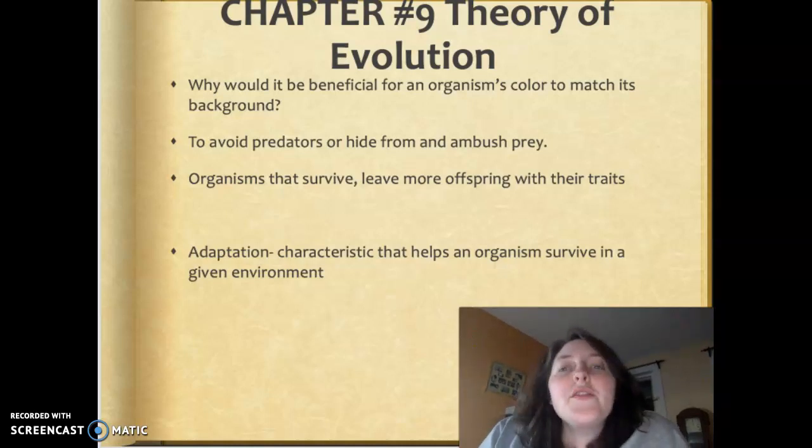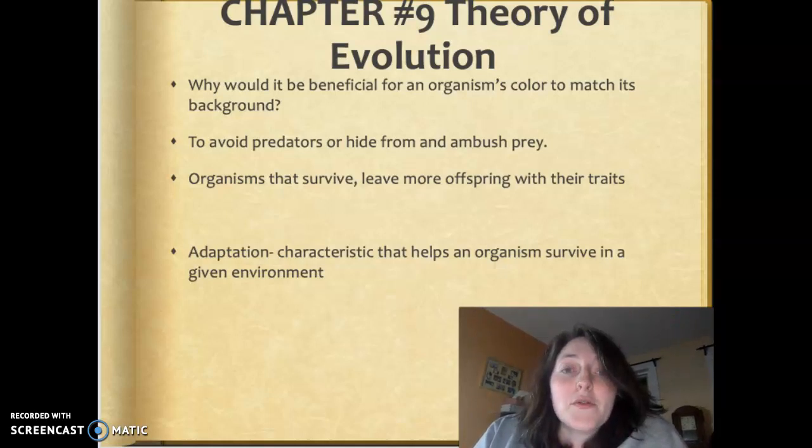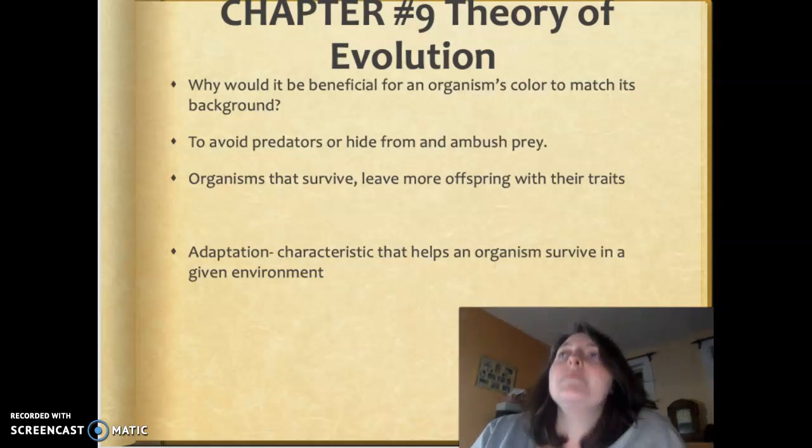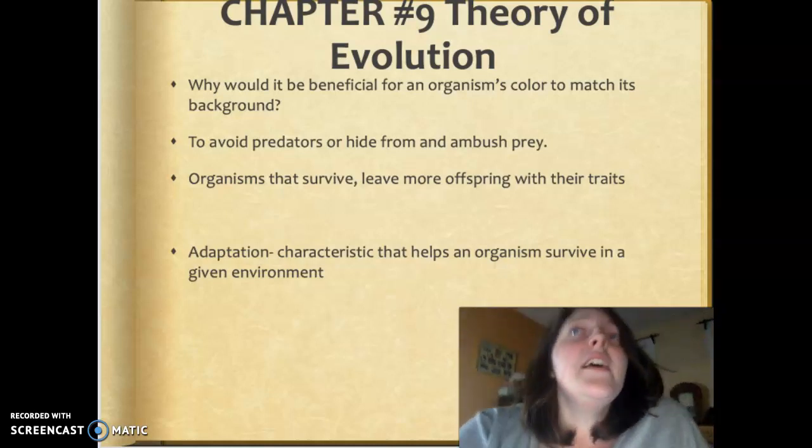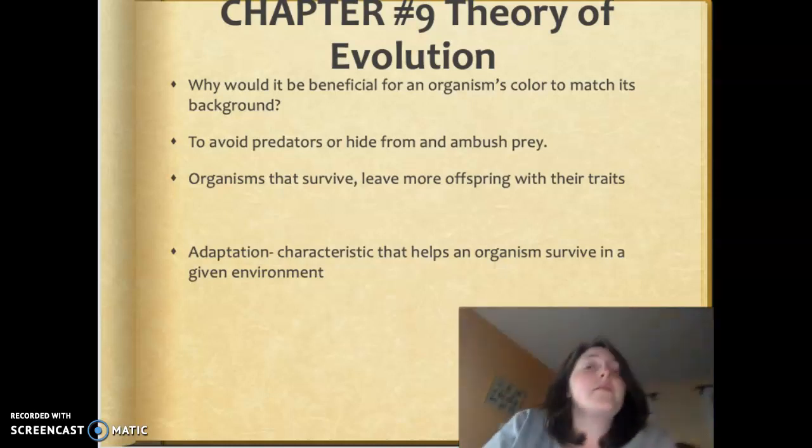Organisms that survive due to their coloration will leave more offspring with their traits. Things that allow them to survive and reproduce are considered adaptations, characteristics that help them based on the environment. Each adaptation is unique to its environment.